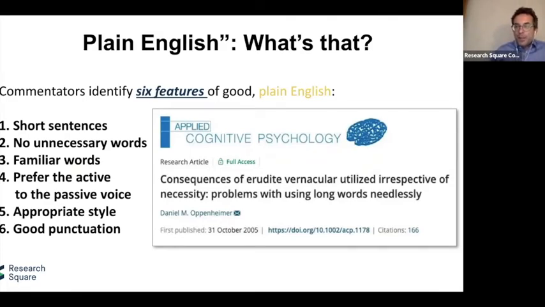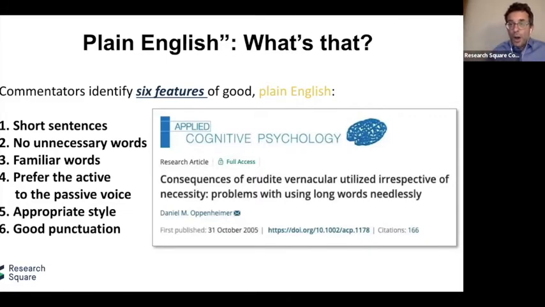Plain English. Lots of people think that the more complicated they are in their academic writing, the more intelligent they're going to look. People often say to us, using long words in my academic articles makes me look good as a researcher. No, have a look at this article title, The Problems with Using Long Words Needlessly. Commentators, trainers, academic writers have identified 6 features of good, plain English. Short sentences, no unnecessary words, familiar words, active rather than passive voice in your writing, appropriate style, and good punctuation.